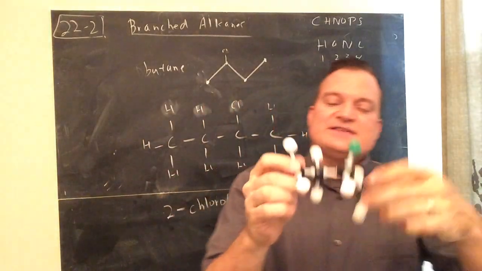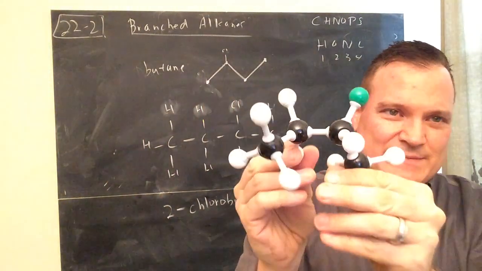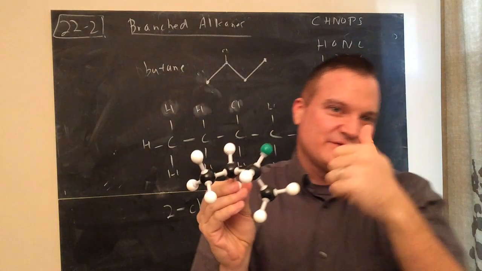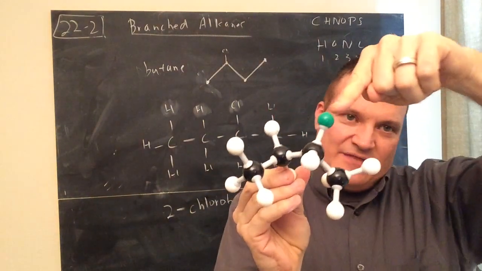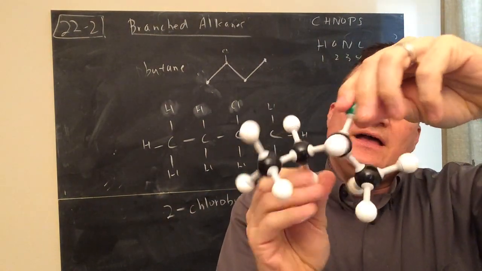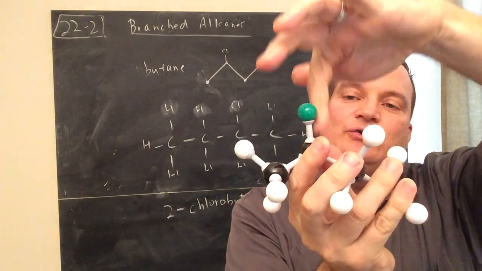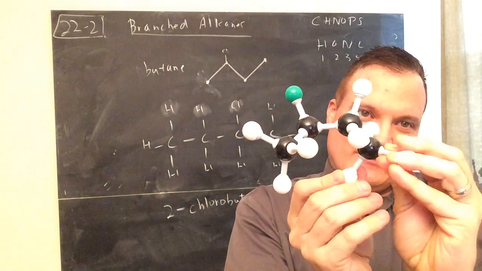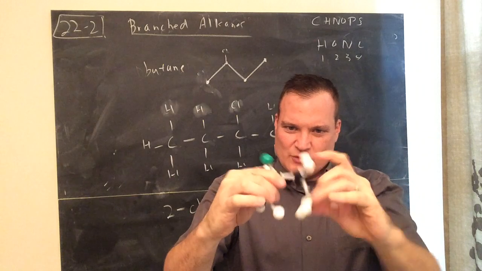Okay, so this is it. If I say, what's the name of that compound? Green represents either chlorine, fluorine, bromine, or iodine. That would be 1, 2. It will be carbon number 2, chlorobutane. There it would be. Okay, 2-chlorobutane.